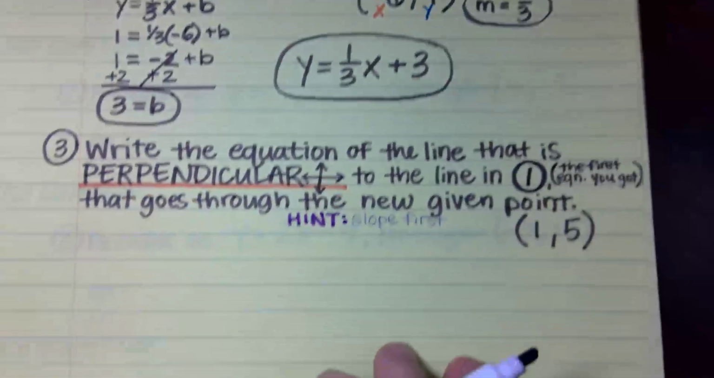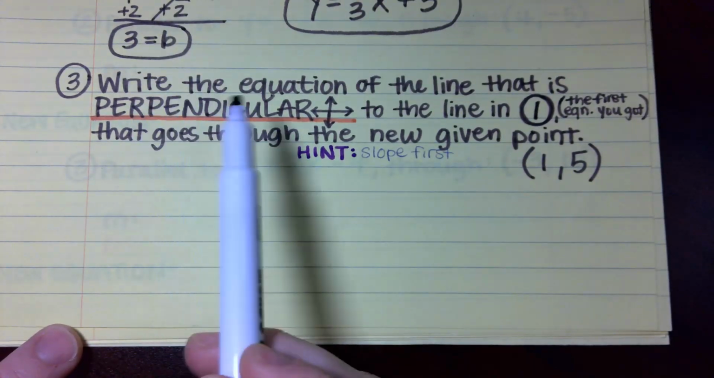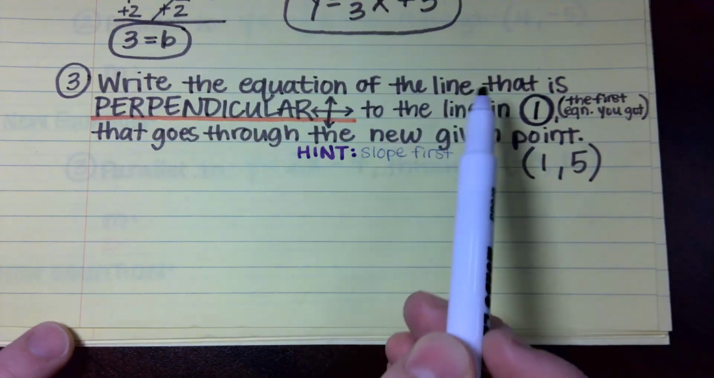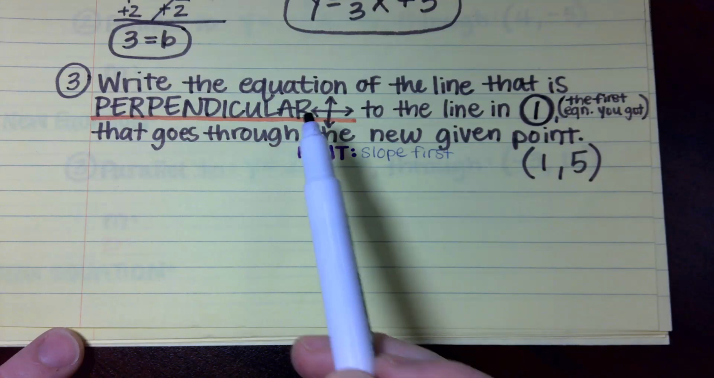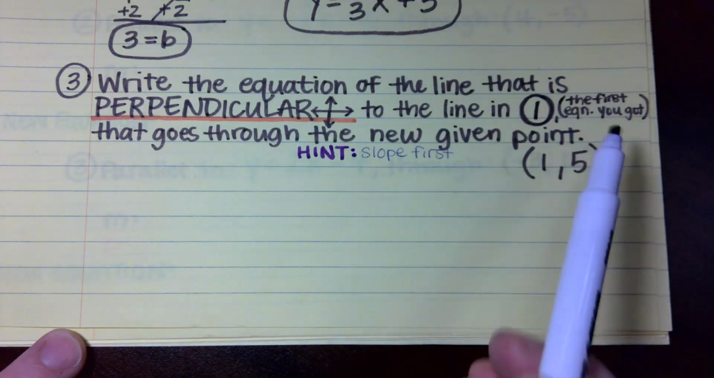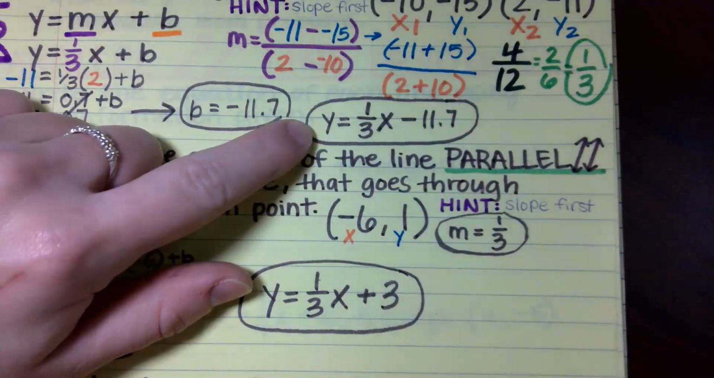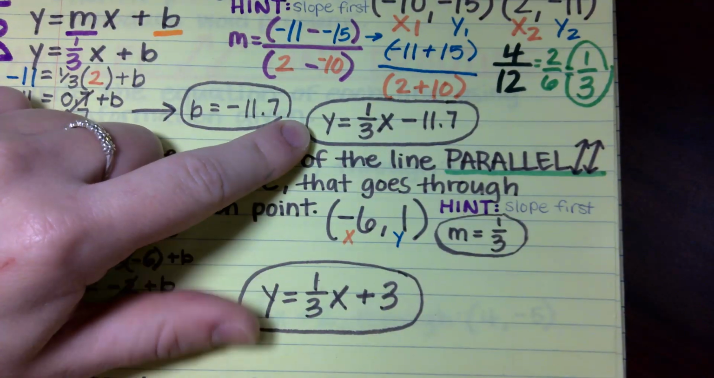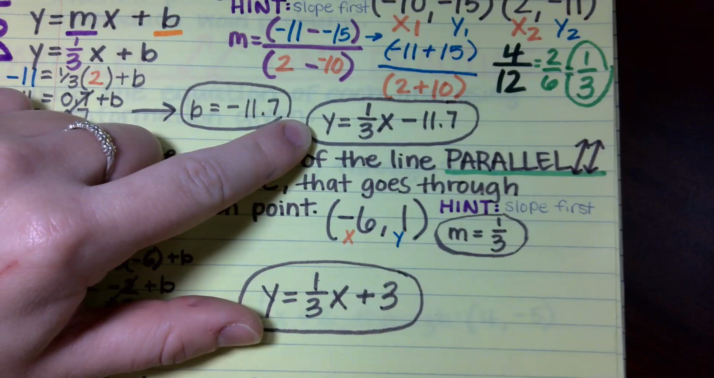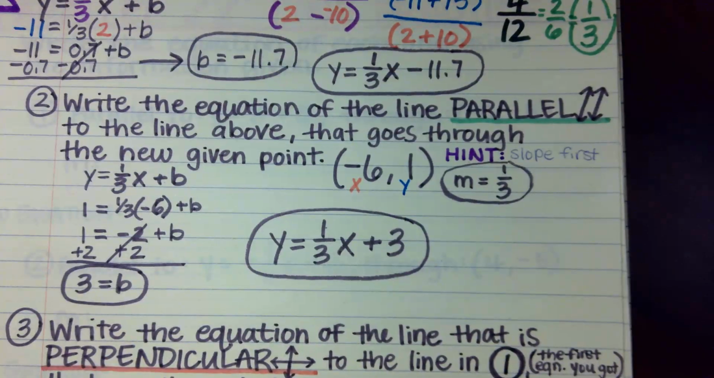Let's move on. Okay. Number 3 says to write the equation of the line that is perpendicular to the line in question number 1. So that's the first equation you got. So we are working with this equation here. I'm going to rewrite that original equation under here just so I don't lose track of it.